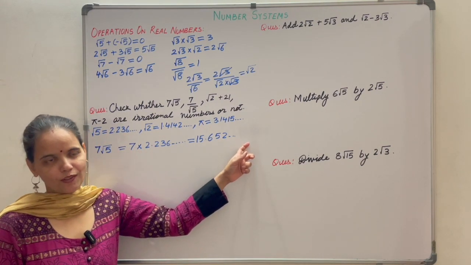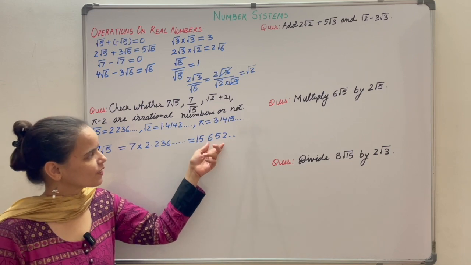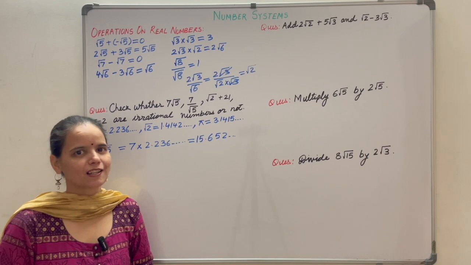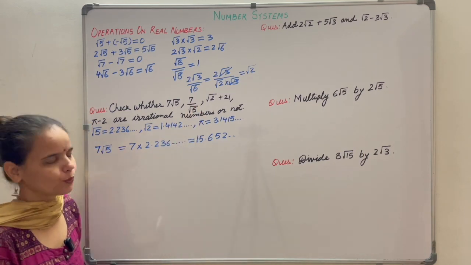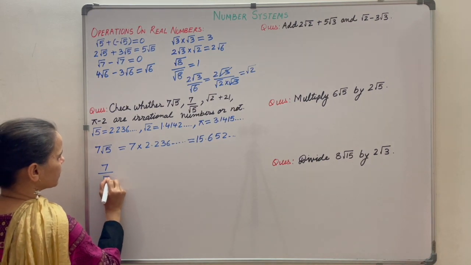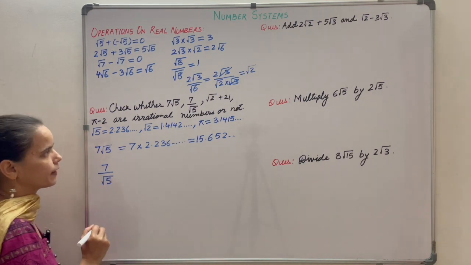15.652 and so on. So this is a non-terminating, non-recurring decimal number. That means it is an irrational number. Let us now solve this one. So 7 is a rational number. You are dividing with an irrational number, root 5.